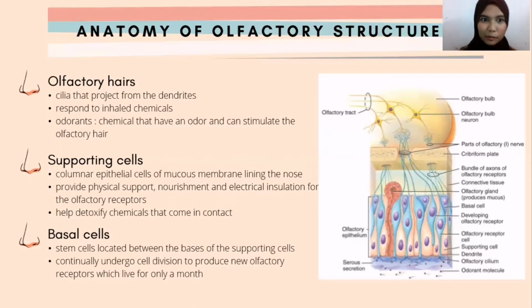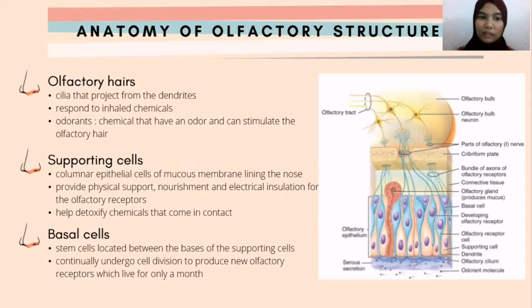Next, supporting cells. Supporting cells are columnar epithelial cells of the mucous membrane lining the nose, providing physical support, nourishment, and electrical insulation for the olfactory receptors to send the message. They also help detoxify chemicals that come in contact. Next, we have basal cells. Basal cells are stem cells located between the bases of the supporting cells and continually undergo cell division to produce new olfactory receptors, which live for only a month.